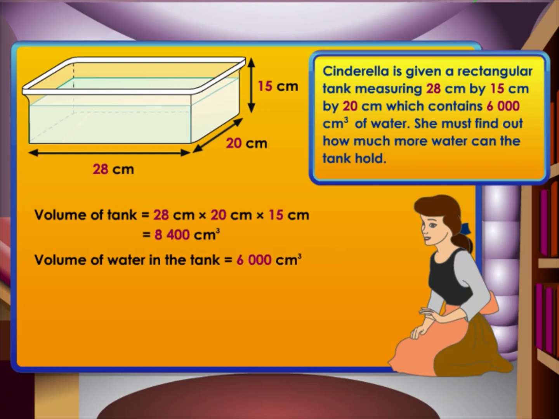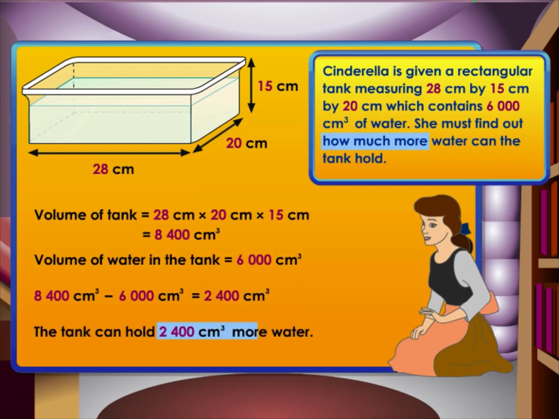Can you find the keywords here? Yes, the keywords are how much more. What operation should you use? Yes, subtraction. To find out how much more water the tank can hold, subtract 6,000 cubic centimeters from 8,400 cubic centimeters. What is your answer? Good. The answer is 2,400 cubic centimeters. The tank can hold 2,400 cubic centimeters more water.